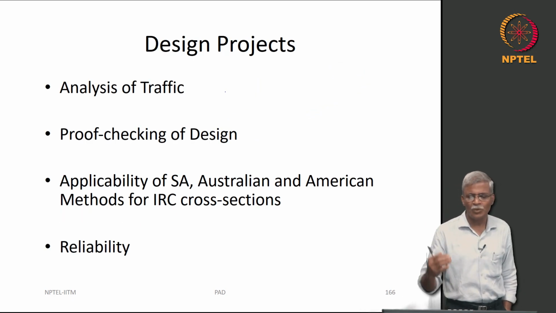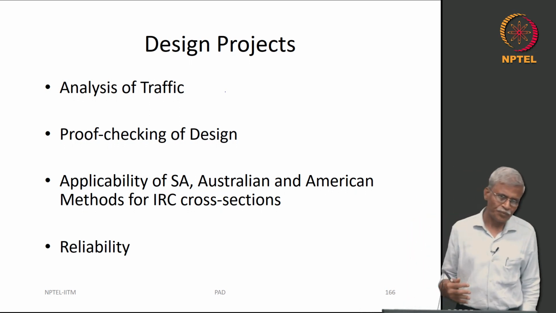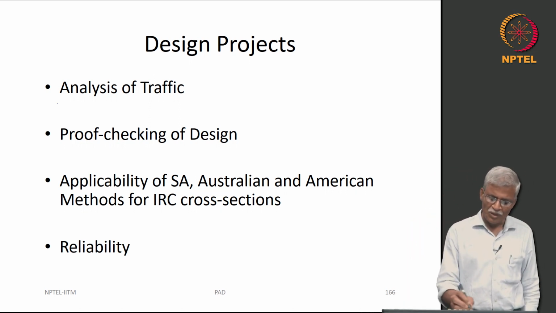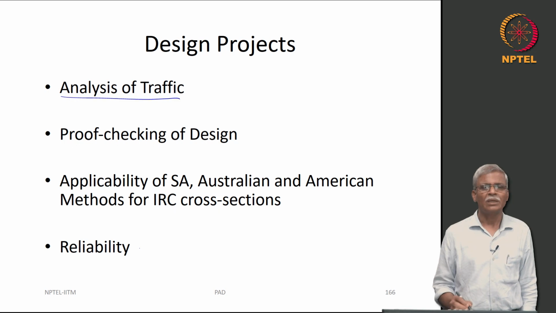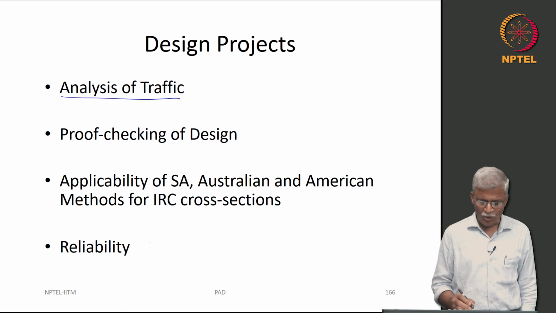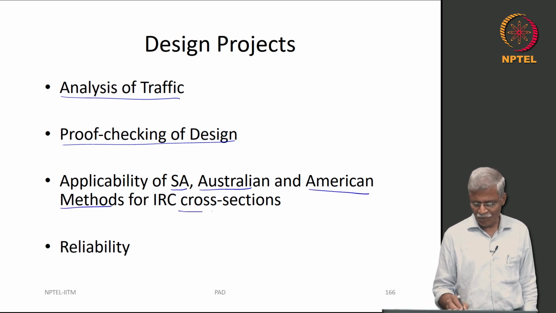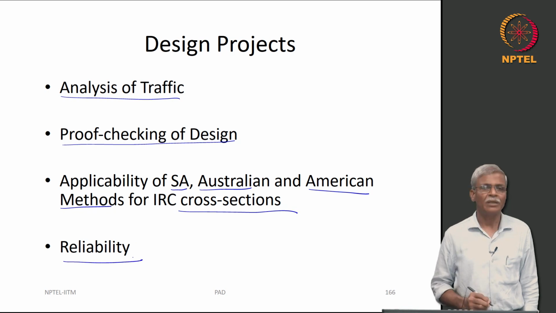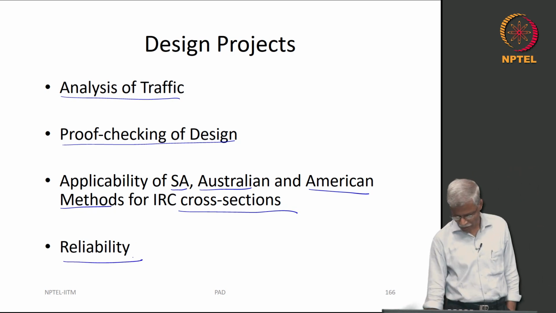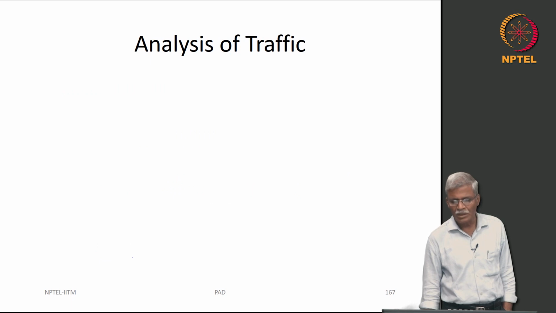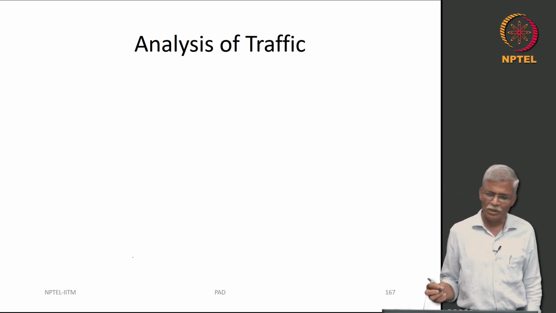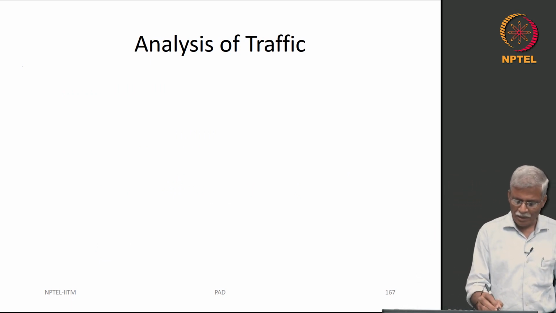So, I am just going to list this in these many ways. First and foremost thing is the traffic analysis data. Okay. So, this is one of the major input factors. Second is proof checking of the design, and the third is each one of this can be completely a different project, and then finally reliability. Okay. So, let us look at each of these things, what to do. Now, what are all the traffic data that you can get?